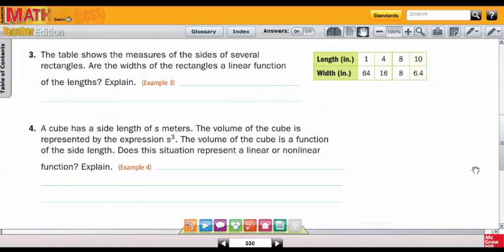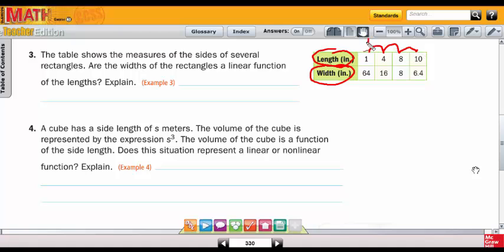Problem number 3. The table shows the measures of the sides of several rectangles. So these are the side lengths. Here's the length of the rectangle. Here's the width of that rectangle. And then it asks, are the widths of the rectangles a linear function of the lengths? So is there a linear relationship here? Again, we're going to do the same thing. We're going to check from here to here to here.